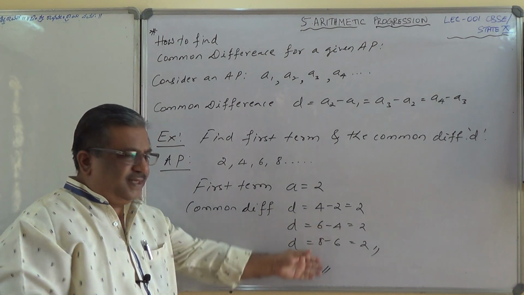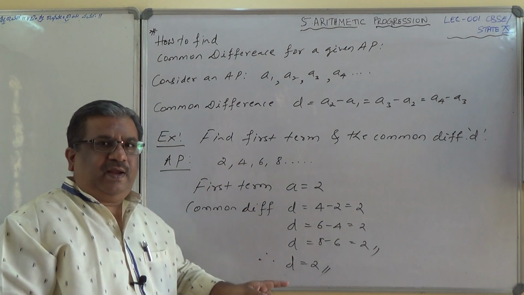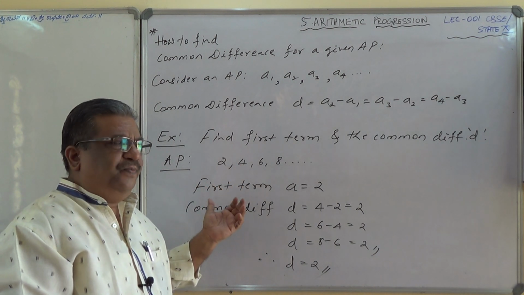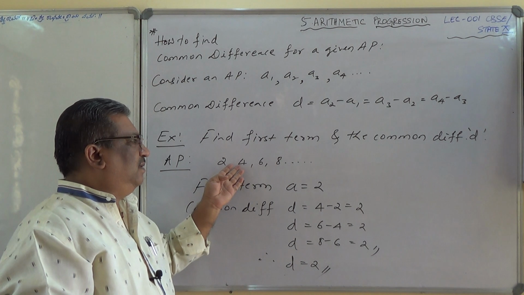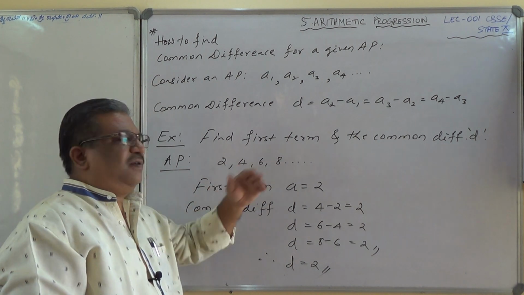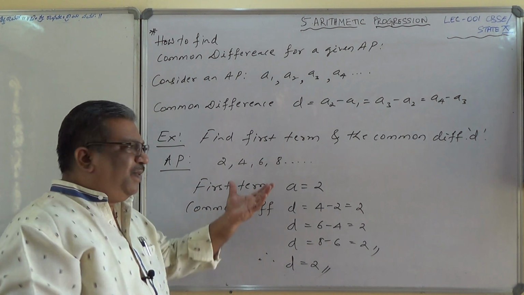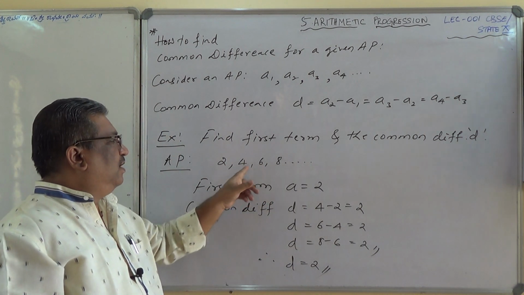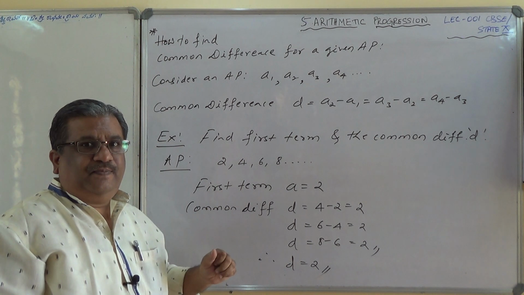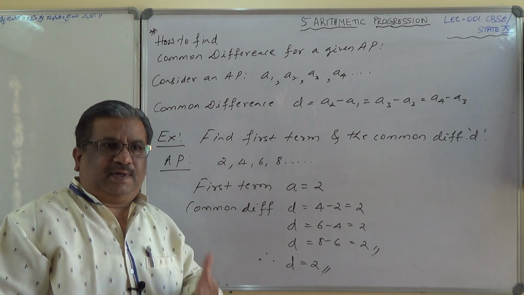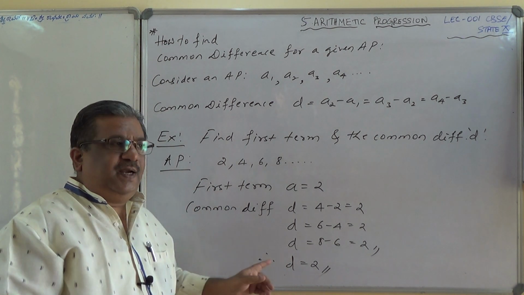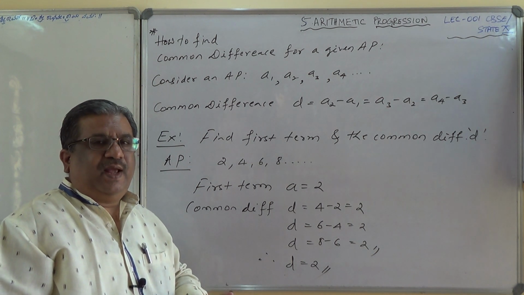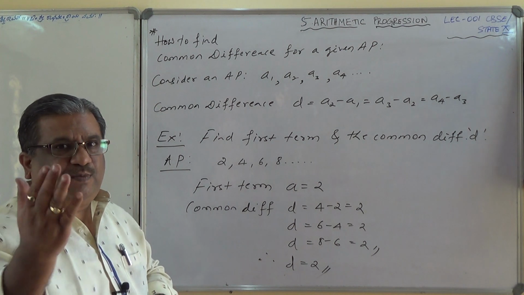You need not do all these things. When they say it is an AP, you take only the first two terms and find out, and that remains fixed for the rest of the terms also. You can pick up any two successive terms here. It is not that 8 minus 2 or 6 minus 2, not like that. You have to pick up two successive terms, and always the common difference is succeeding term minus preceding term. Let me write that one, because that is most important.